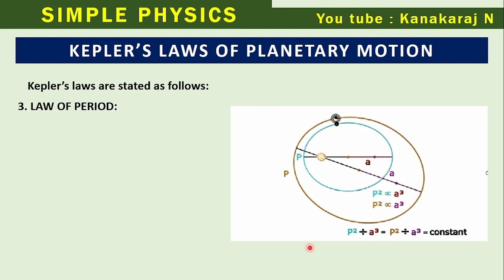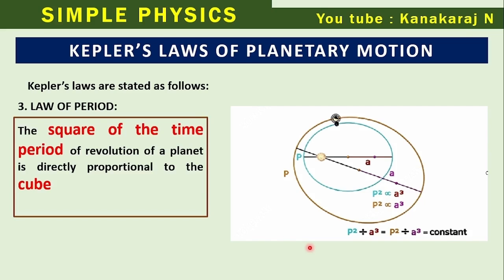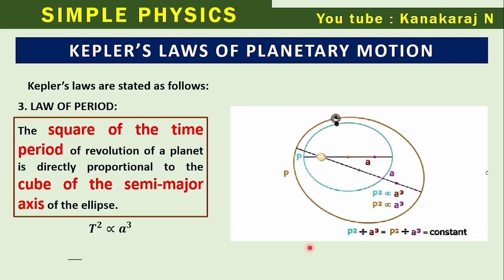Law of period. The square of the time period of the revolution of a planet is directly proportional to the cube of the semi-major axis of the ellipse. T square is proportional to A cube. T square upon A cube equals a constant.